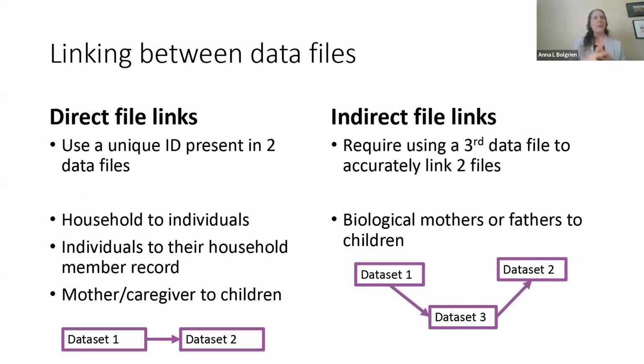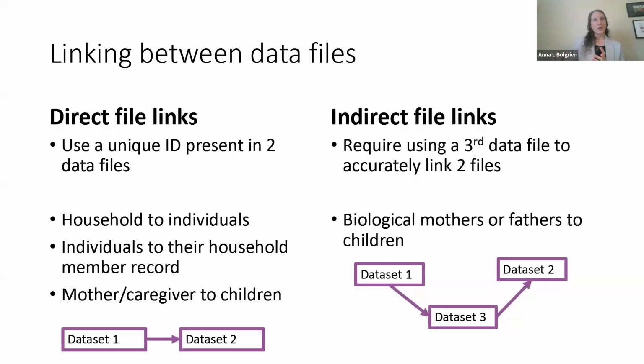Today, I'm going to be talking through two very high-level types of linking between data files. The first is direct file linkages, where there's a unique identifier in two different data files, and you can use those unique identifiers to directly link the two data sets. So this can be done linking households to individuals, or individuals to individuals within a different data file. And I'm going to show an example of linking mothers and caregivers to their children.